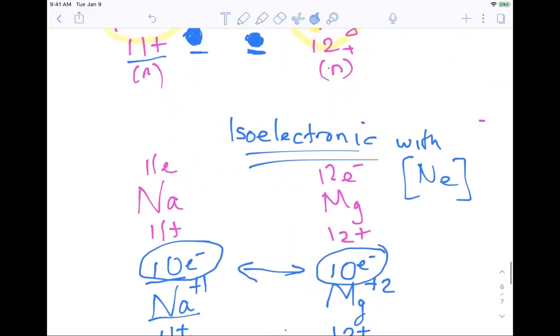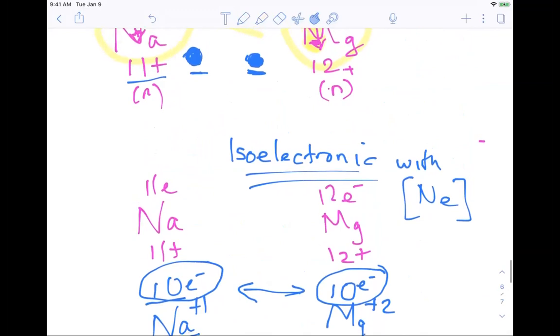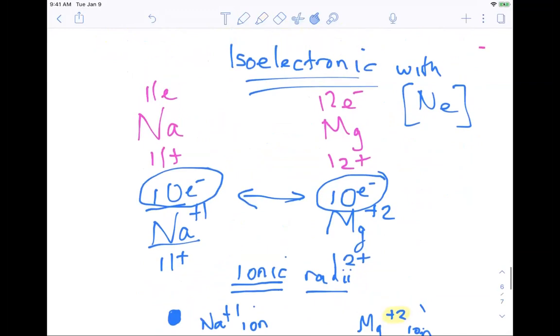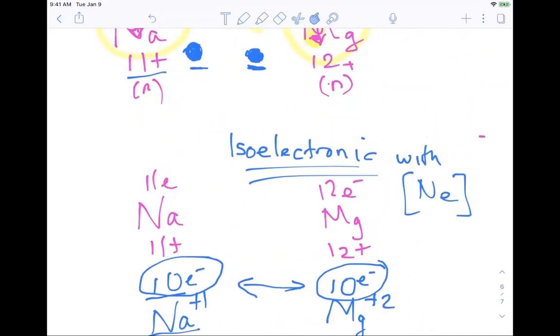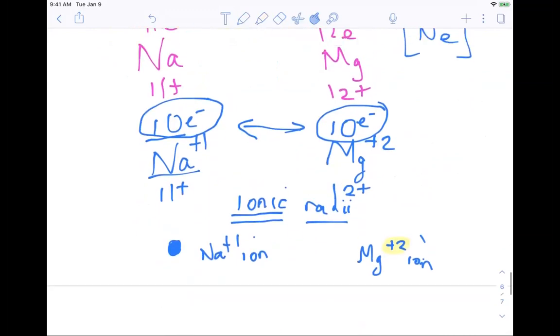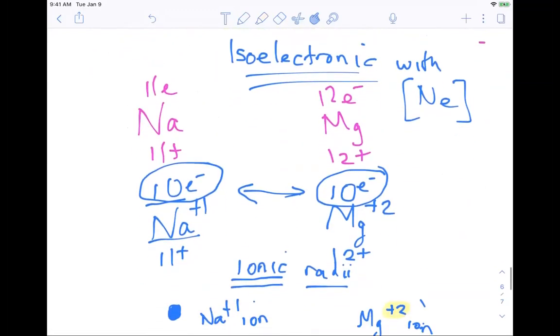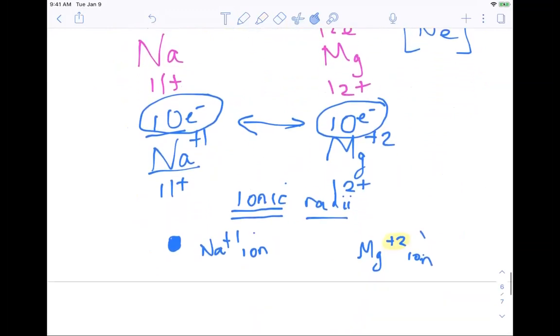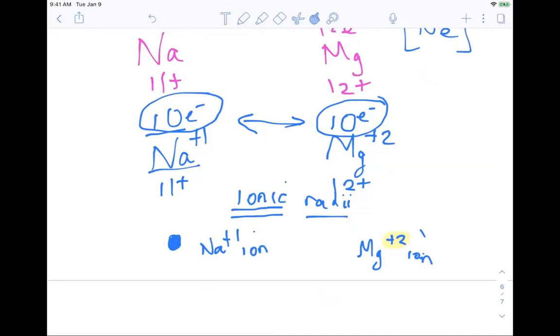Smaller. Okay, now let's think about comparing to what I did with sodium. I made sodium smaller. Should I make magnesium smaller to the same ratio, or should magnesium shrink more or less than sodium shrink? More. You're right. It should shrink more than the sodium ion shrank. Why should it shrink more? The difference between proton and electron. Yep, sodium has one difference, but magnesium has two. This is a +11 to -10. This is a +12 to -10. There's a much greater attraction between these guys. So when I draw the magnesium ion, it should be substantially smaller.